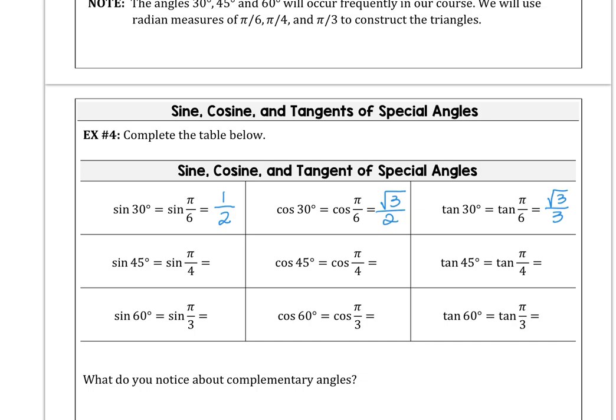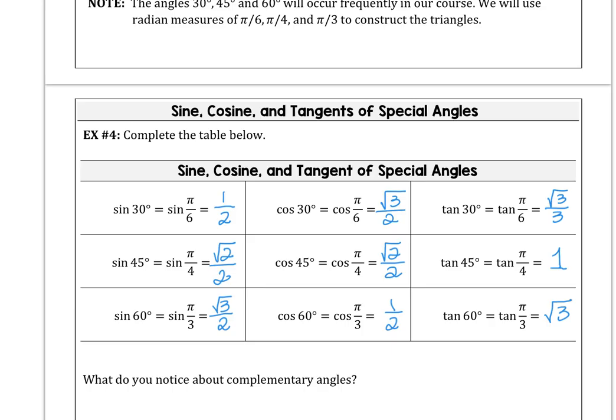The sine of 45 degrees is opposite divided by hypotenuse. Cosine of 45 degrees is also adjacent divided by hypotenuse, and tangent is opposite over adjacent. Then finally, the sine of 60 degrees is the opposite side divided by the hypotenuse. The cosine of 60 is adjacent over hypotenuse, and tangent is opposite over adjacent. Adjacent is 1, so we'll just leave that as radical 3.